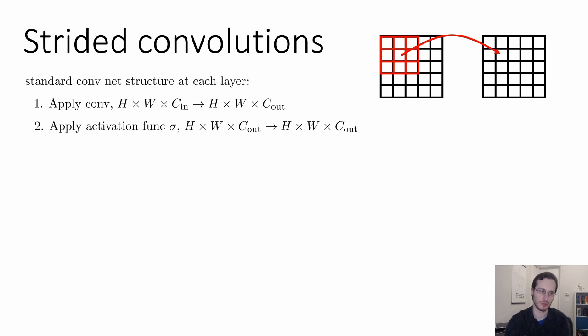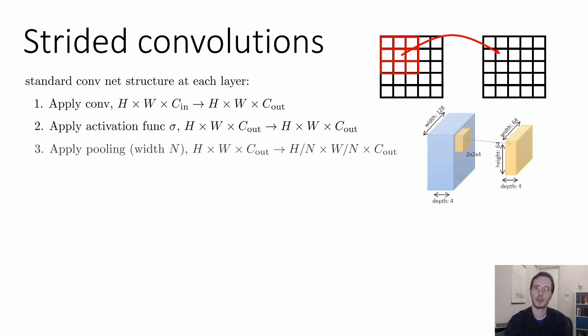Then step 2, apply your activation function. And that preserves the dimensionality because the activation function is applied independently for every single point. Step 3, apply pooling with some width n. And pooling reduces the dimensionality, reduces the resolution by the factor n. So if you have h by w by c out, that turns into h over n by w over n by c out. And n would typically be 2 or 4 or something like that.